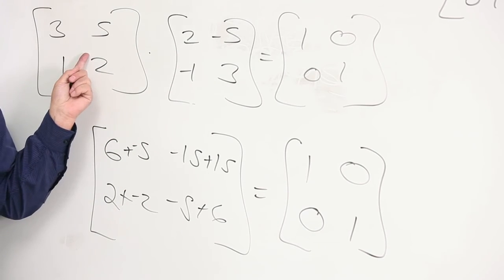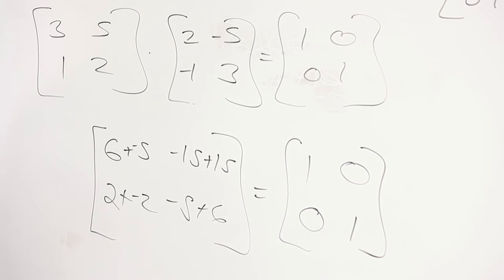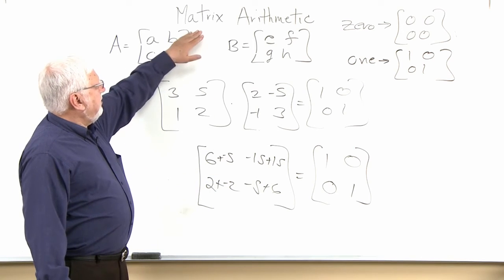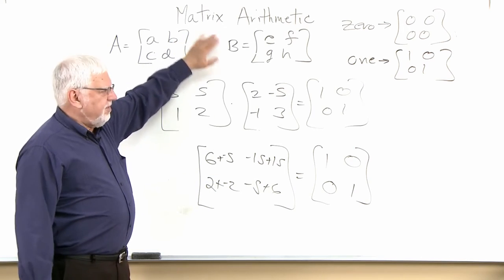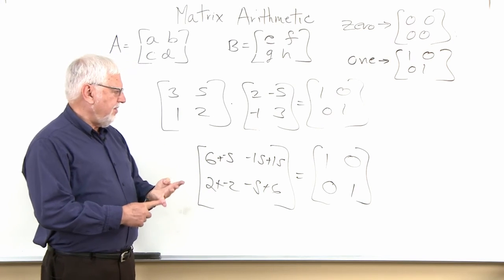If you put this into your calculator, it will find that inverse for you. But you should be able to do it for a 2 by 2 matrix by yourself. So now we've developed all the arithmetic that we have in our system. The only thing we don't have here is divide, because there's no way to practically divide.